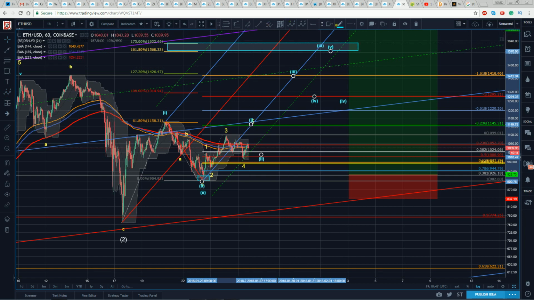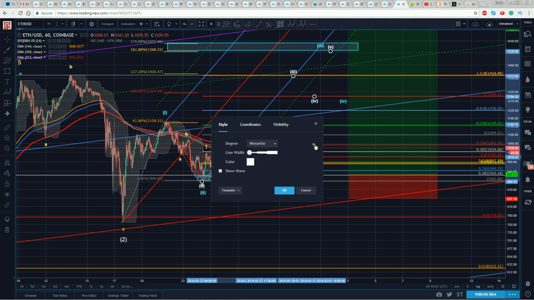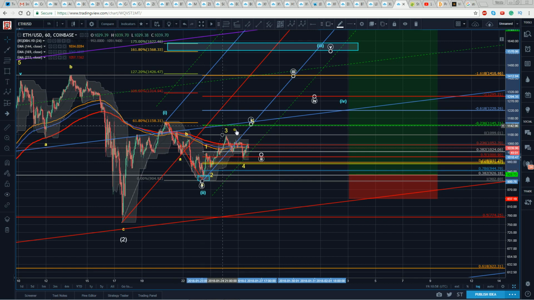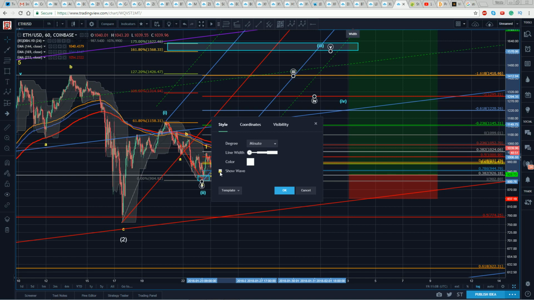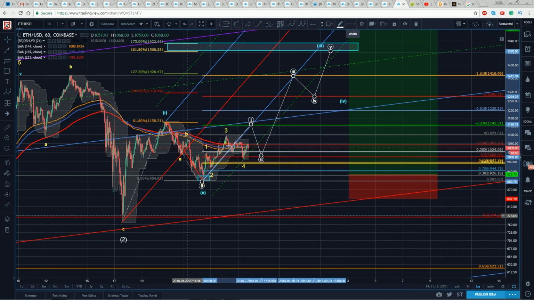So let's change the color so you can see it, and we'll go to a different degree. We'll go to minuet. Okay. So do you see here? So we're looking for the 5th to complete here to give us a one wave. On the assumption, let me put the wave on it so it makes sense, so you can visually understand what I'm trying to suggest, that I'm going to get a 1, 2, 3, 4, 5 up to my target up here.